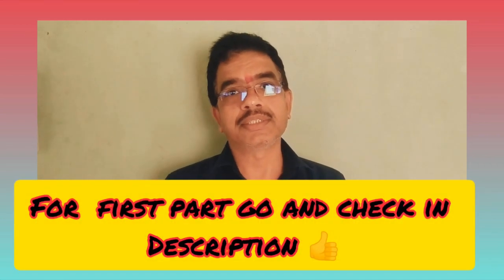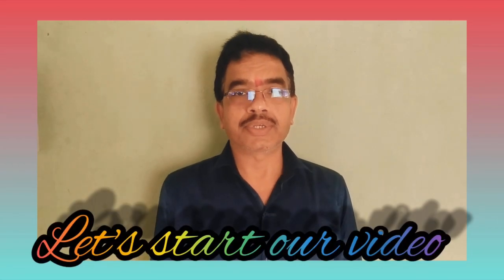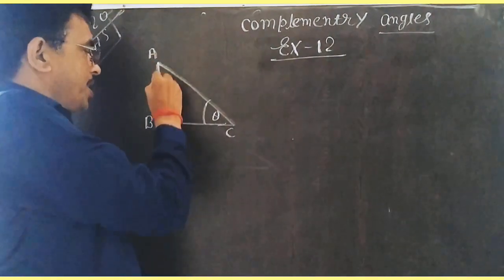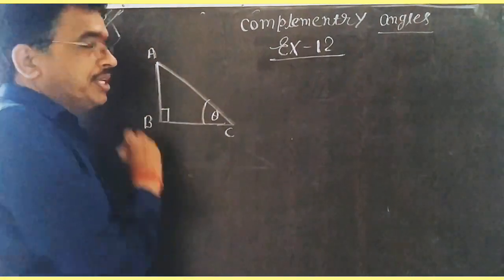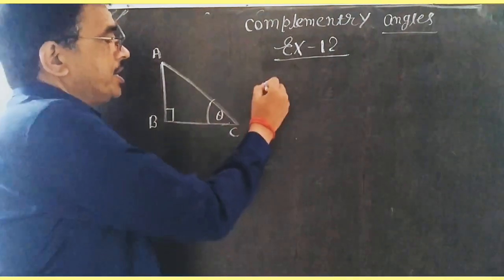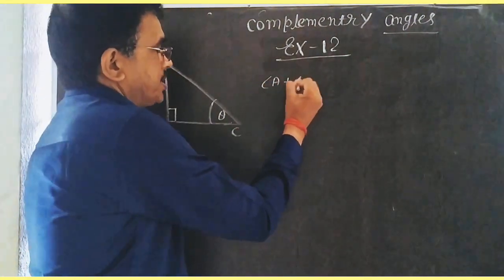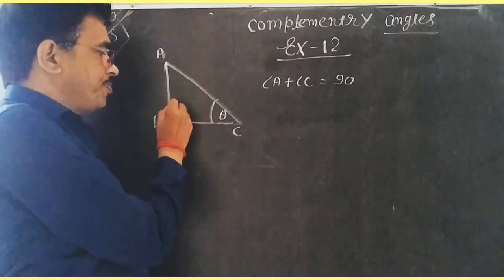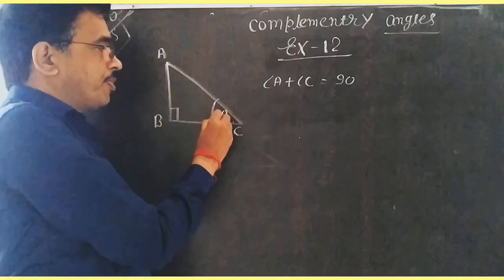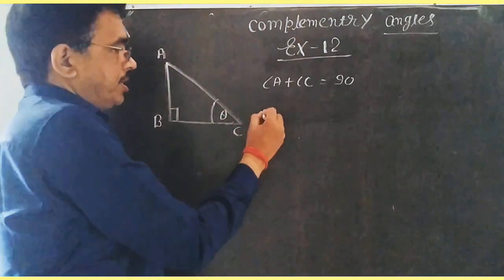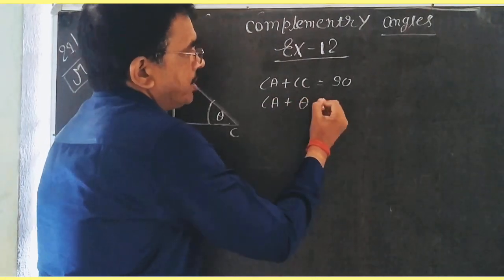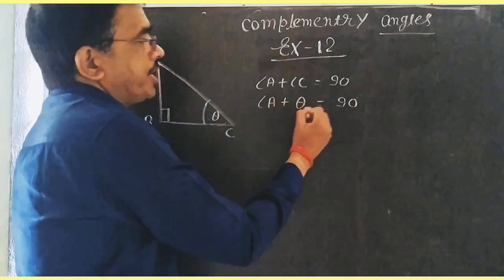Today I discuss complementary angles of trigonometry, exercise 12. So students, see here. ABC is a right angle triangle, angle B is the right angle. Then it is clear angle A plus angle C is equal to 90 degrees, because B is 90, so by the angle sum property A plus C is 90. C is theta. Then A plus theta is 90 degrees.